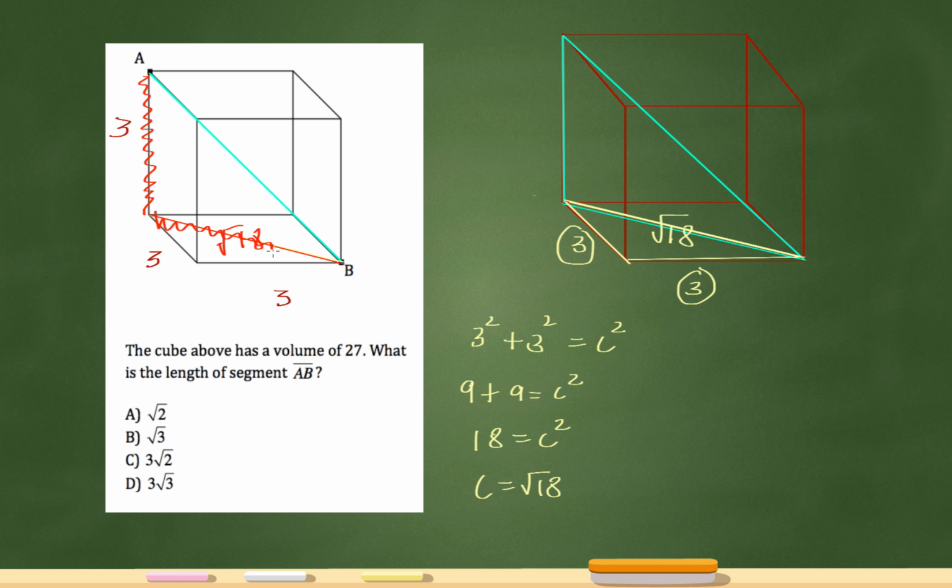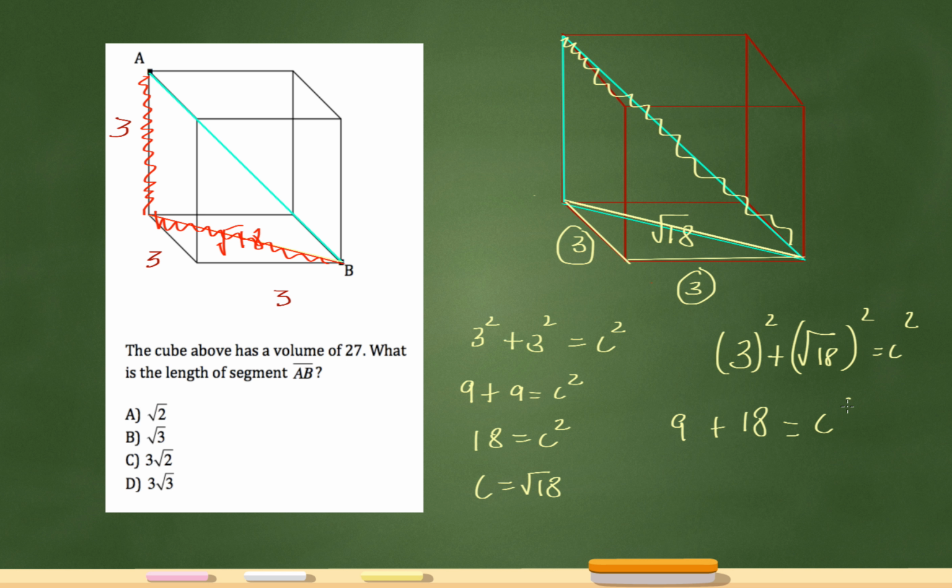Now I know that the other leg is square root of 18, and we're going to do a squared plus b squared equals c squared one more time to figure out that length right there. So it'll be 3 squared plus square root of 18 squared equals c squared. So 3 squared is 9, square root of 18 squared is just 18, 18 plus 9 is 27, and then c will equal square root of 27. And then if we rationalize square root of 27, let's do that up here. Square root of 27 will be square root of 9 times square root of 3. Square root of 9 is just 3, so 3 root 3 would be the final answer.